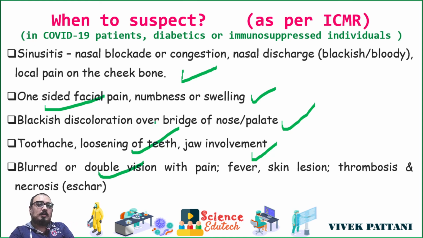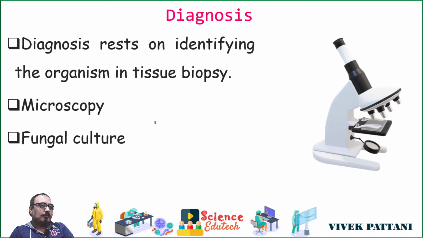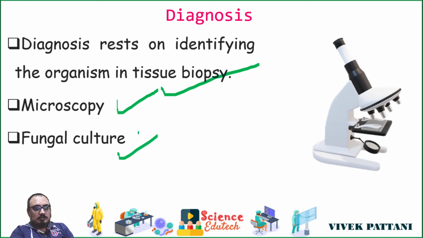Now how can you diagnose mucormycosis? Diagnosis basically rests on signs and symptoms as well as on identifying the organism by tissue biopsy, microscopy, and fungal culture. This can be done by using staining techniques and the tissue biopsy.